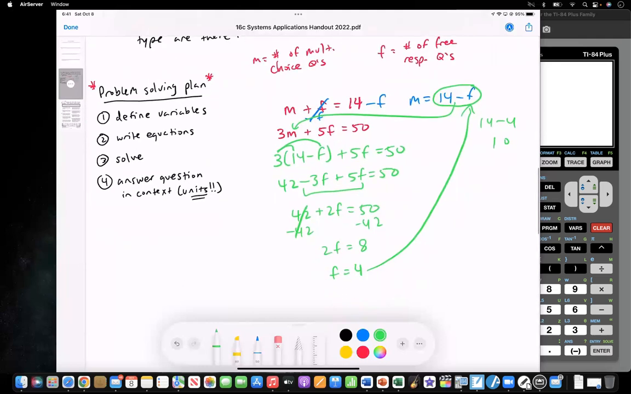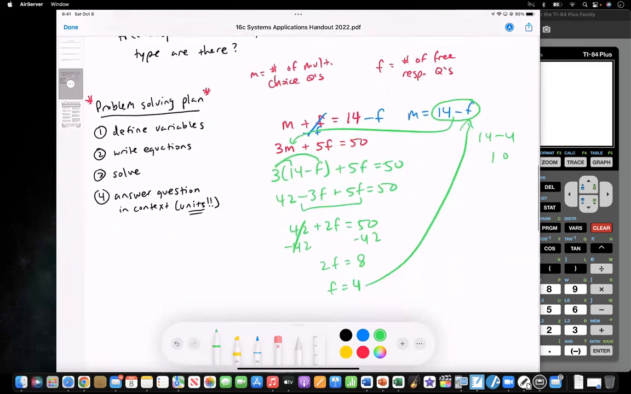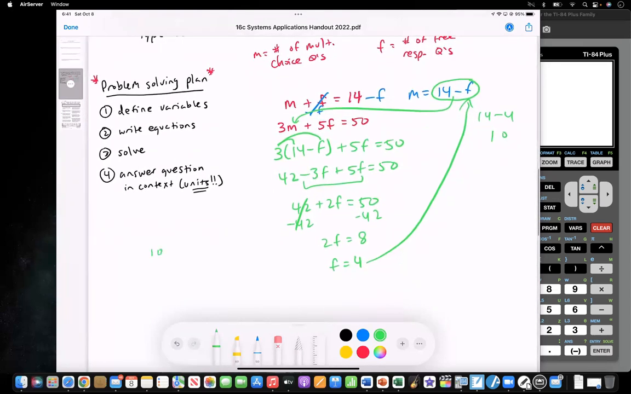Okay, so final step is answer the question in context. So this means, especially, I always pay attention to units, but answer what the question is asking for. So if it's asking for how many of each question type, I'll state that there are 10 multiple choice questions, and there's 4 free response. Okay, so the units here will be just each of the question types. Rather than saying m equals and f equals, state what the actual numbers mean. So 10 of these questions, 4 of those questions.